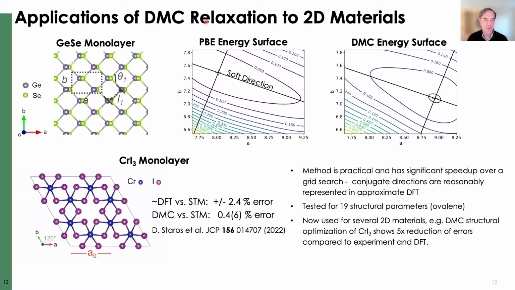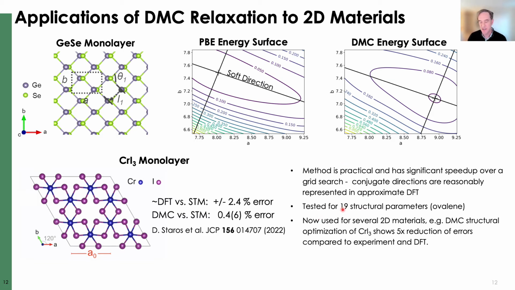So we've implemented this and actually applied it to multiple 2D materials now. I'll show some results first for germanium selenide, because one thing that can come out of these calculations is we can plot the energy surfaces and see how they compare, here diffusion Monte Carlo versus PBE. When we look at where the minima are in this 2-parameter scan, we see that the diffusion Monte Carlo minima is different from PBE, but generally the shape is relatively similar, and that means that the surrogate method is really going to accelerate the search in diffusion Monte Carlo.